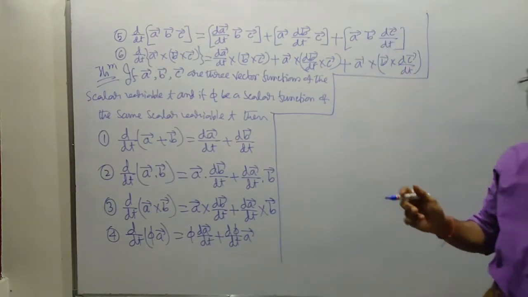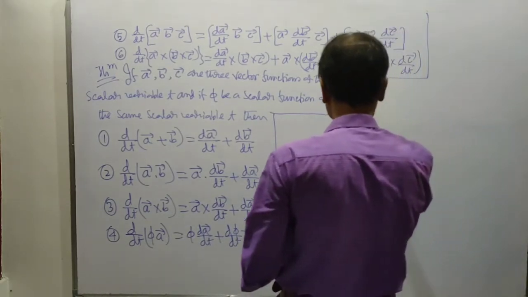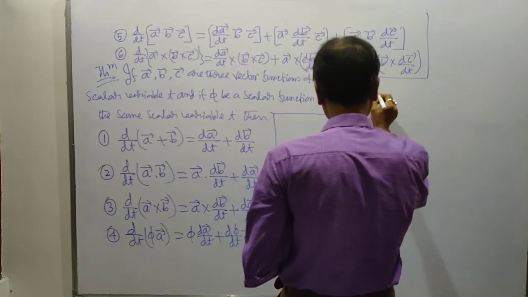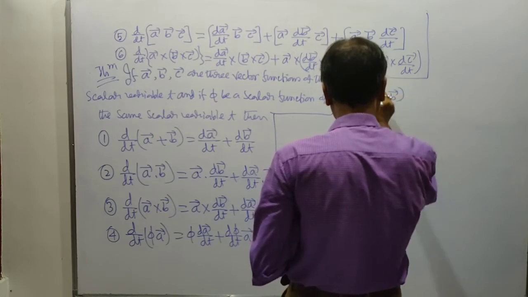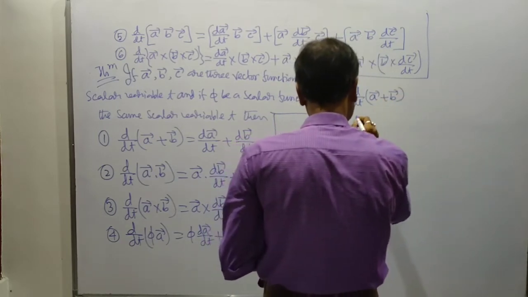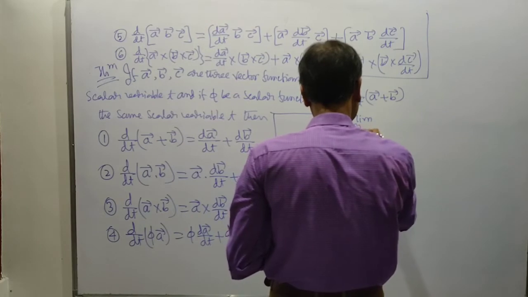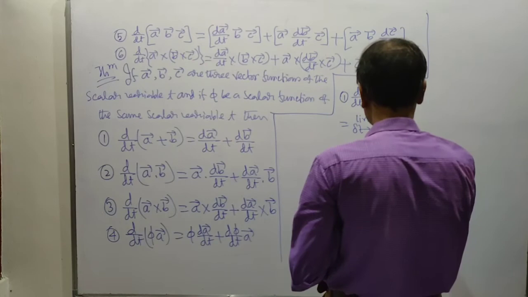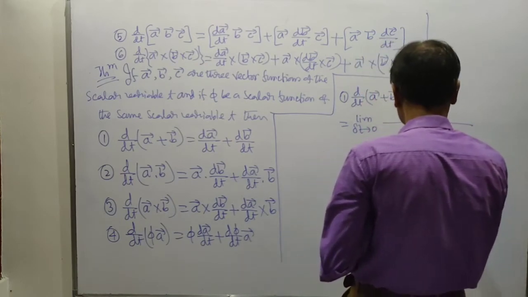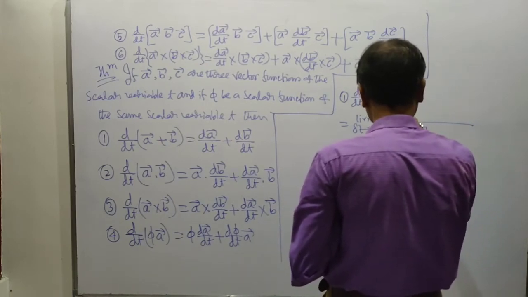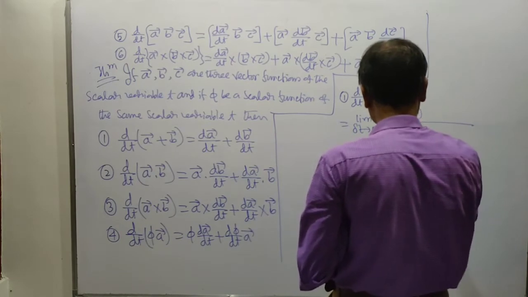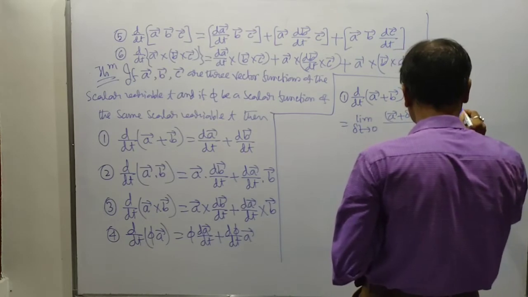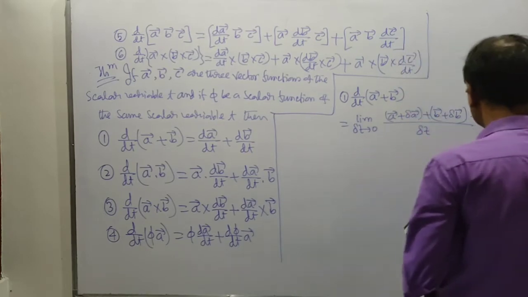Let me try to prove one by one. Number 1, d/dt of A vector plus B vector. This can be written as the limit as delta t tends to 0 of (A plus delta A plus B plus delta B minus (A plus B)) divided by delta t.